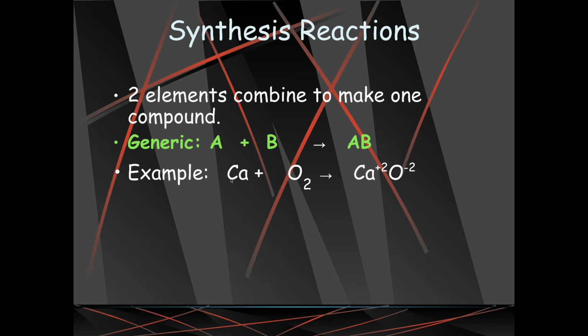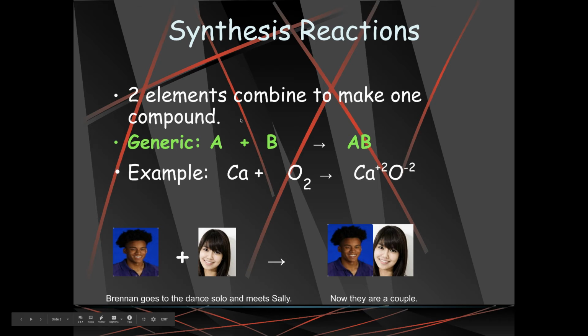A good analogy for this is if Brennan goes to the dance by himself and so does Sally, but by the end of the evening, they are a new couple. That is a good analogy because we have a single plus a single combines to a couple. Okay, maybe that'll help you remember a synthesis reaction.